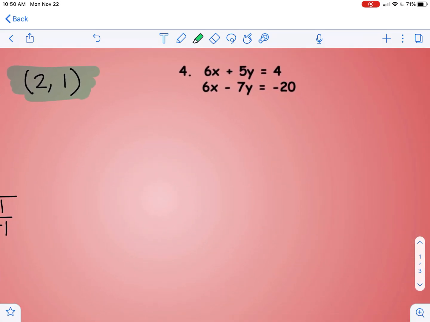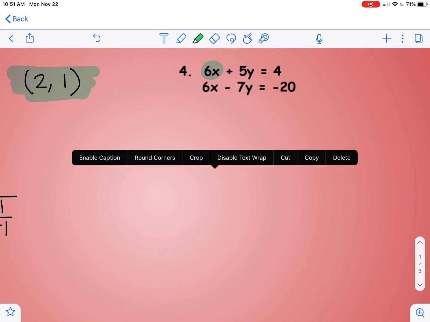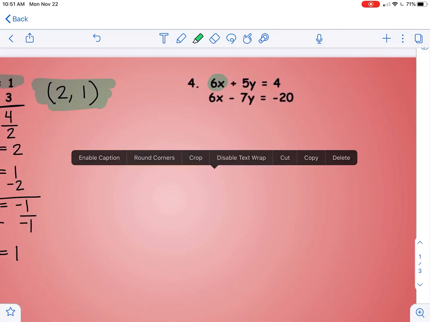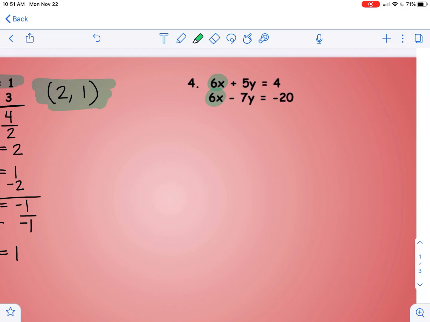So here on number 4, looking for things that are opposites of each other, I don't really have any. But if you look, I do have a 6x and a 6x. So what I'm going to do here is I know that 6x minus 6x is going to be 0. So I'm actually going to subtract these equations.